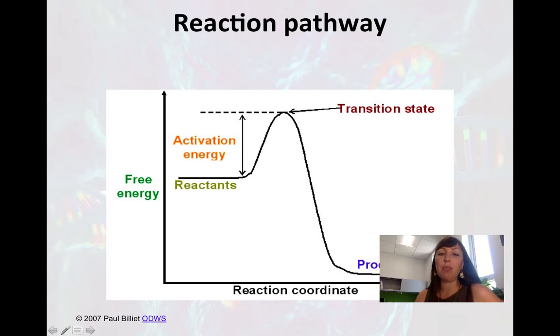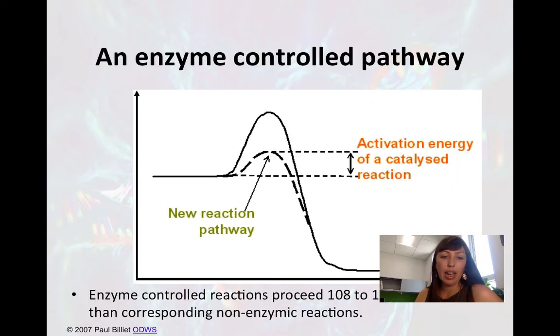So you guys should be very familiar with this rate of reaction graph. Here is the activation energy. This is the transition state into which the reaction is about to occur. Here the reaction is occurring, and at the end, here are the products. The products have less energy than the reactants had in the beginning. Therefore, it is an exothermic reaction. Enzyme-controlled reactions proceed 10^8 to 10^11 times faster than corresponding non-enzymic reactions.